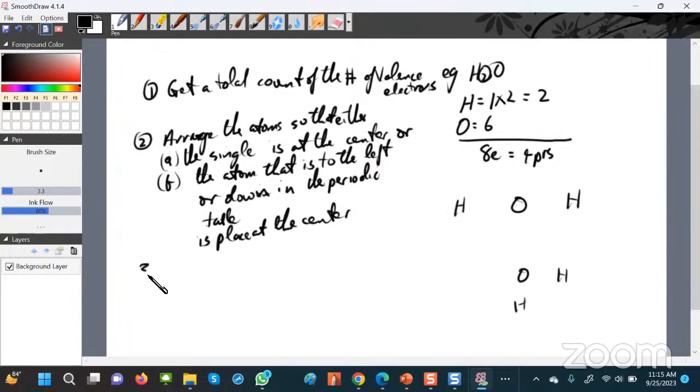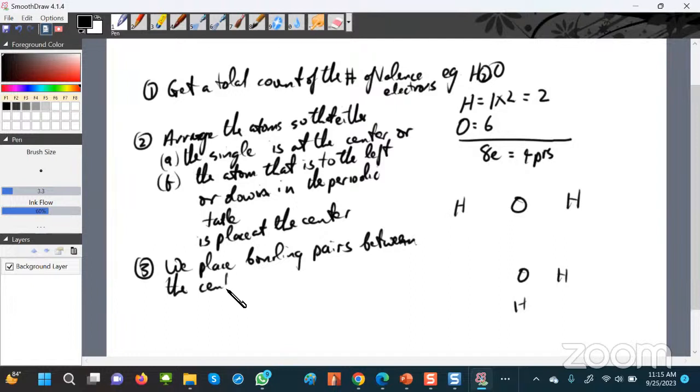The third step, number 3, is that we place bonding pairs between the central atom and the terminal atom. So just to explain what we mean by the terminal atoms, the terminal atoms are basically the atoms that are not central, right? So in this case, that would be the hydrogens, right?